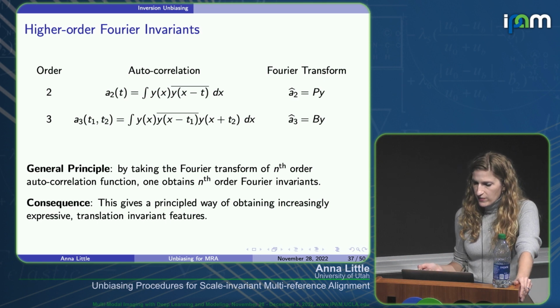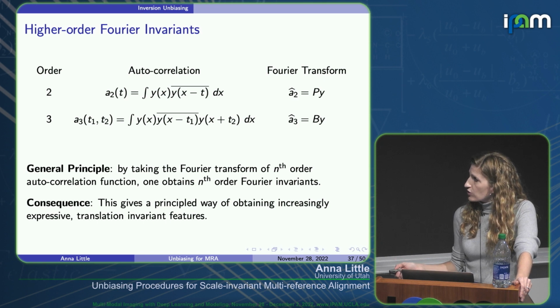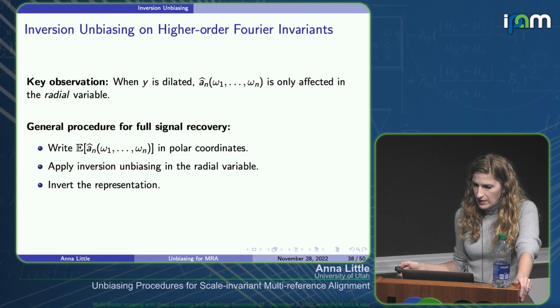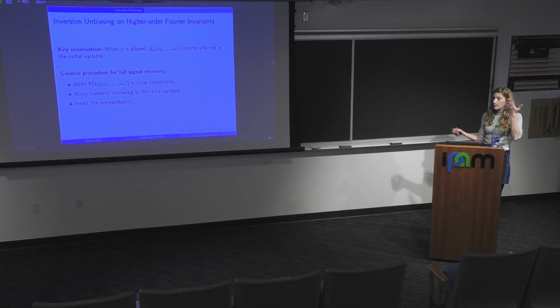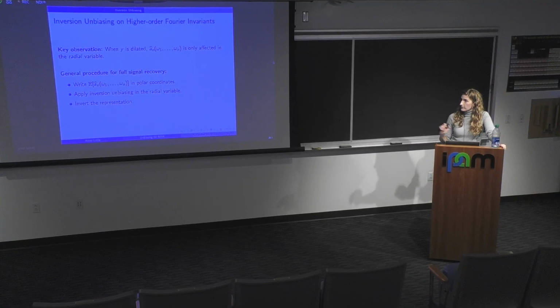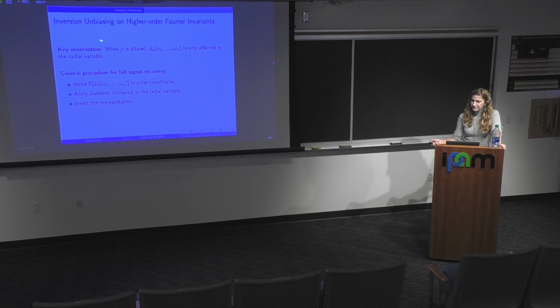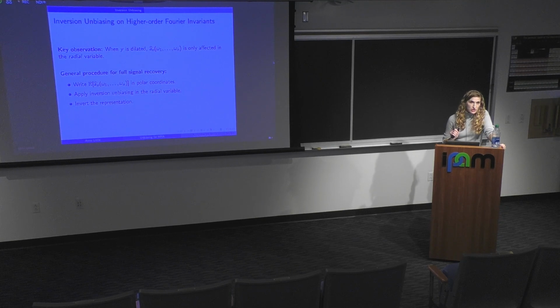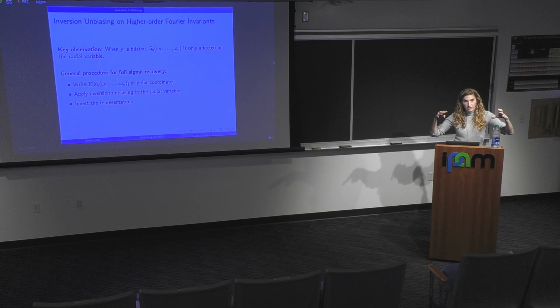Okay, but this gives us a principled way of obtaining increasingly expressive translation invariant features. The key observation for extending what we've done to higher order Fourier invariants is that when you have a signal which is dilated, if you look at the Fourier transform of the nth autocorrelation function, it's only affected in the radial variable. That's how dilations operate. They're only going to operate in the radial variable.